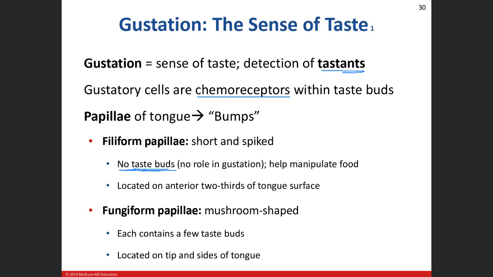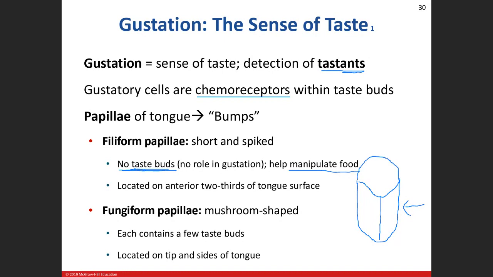But they do help the tongue move food around in your mouth. They're like cleats. They kind of cause a grip on food as you're forming that food bolus. And so you start to move the food around. If this is the tongue here, these will sit on the anterior 2/3, which is pretty much all of this area here, because the tongue goes back like that too. So the anterior 2/3 are going to be the filiform papillae.